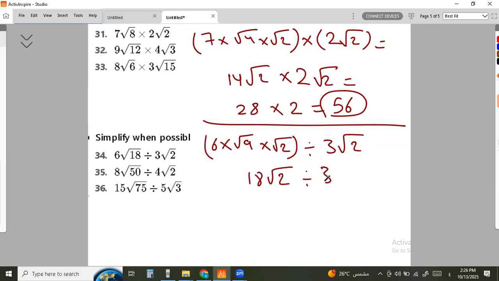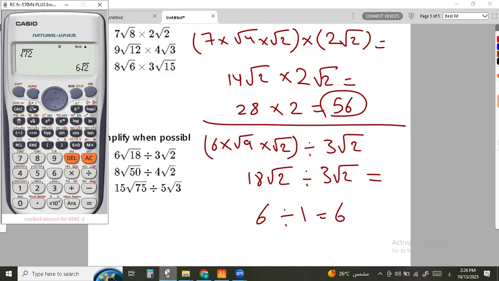Divided by 3 root of 2 equals, what is 18 divided by 3? Well, 18 divided by 3 is 6. Then root of 2 divided by root of 2. We're dividing them, so it's root of 1, which is just 1. So the answer is 6. Even if you do it on the calculator, you're going to find that.